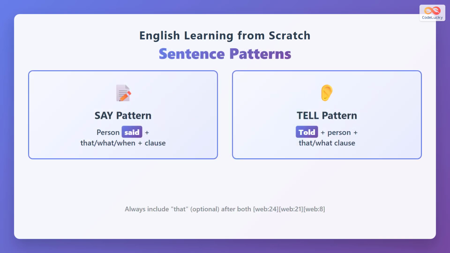The usual pattern for say is, person said that, followed by the clause. The word that is optional. For tell, the pattern is, told plus person plus that and the clause. Always include the indirect object with tell.